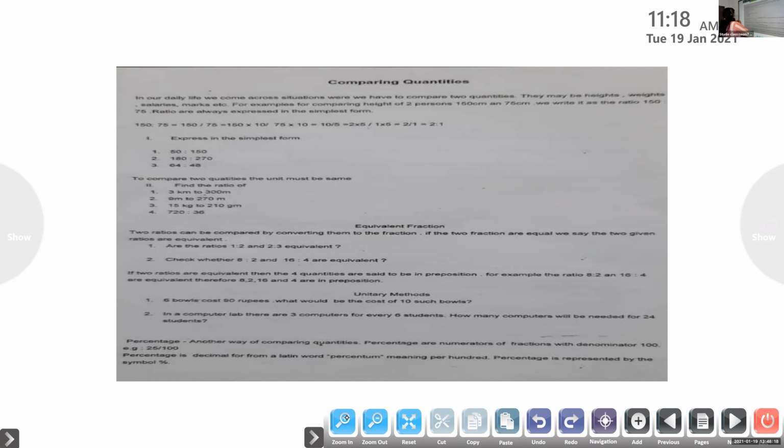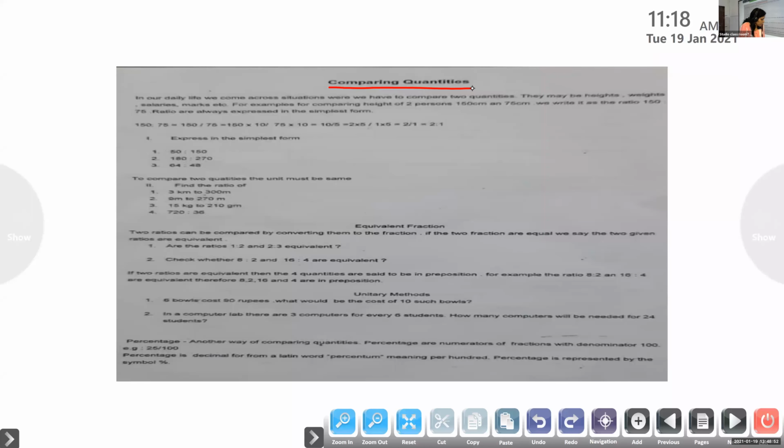Comparing quantities is our topic. Okay, chapter 11, comparing quantities. You have studied in standard 6, isn't it? Percentages you have studied. The ratio and proportion. One chapter was there last year, isn't it? Ratio. What do you mean by ratio? Two quantities can be compared, isn't it? So we use several methods for comparing.